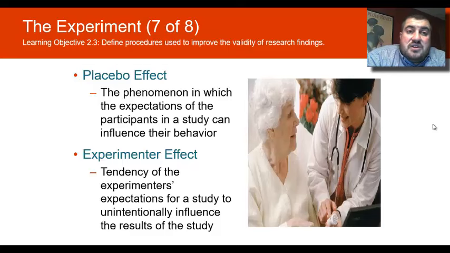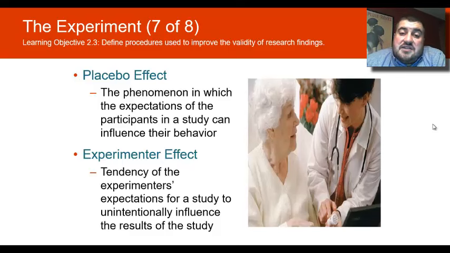Human body is amazing. And so in those experiments, normally we look for results that are higher than what was achieved via just a sugar pill, because those people will show improvement as well. And then the experimenter effect is the tendency for experimenters' expectations to influence the results of the study.